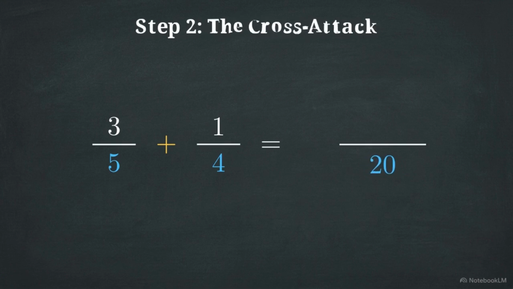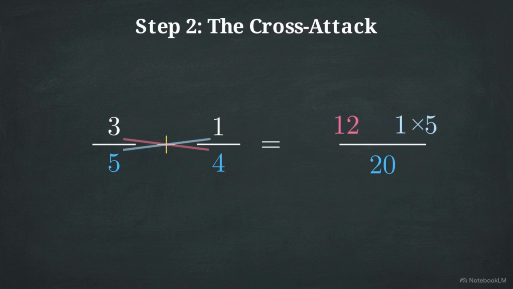Step 2 is the cross attack. We multiply diagonally, drawing an X. We start top left to bottom right. 3 times 4 is 12, then top right to bottom left. 1 times 5 is 5.